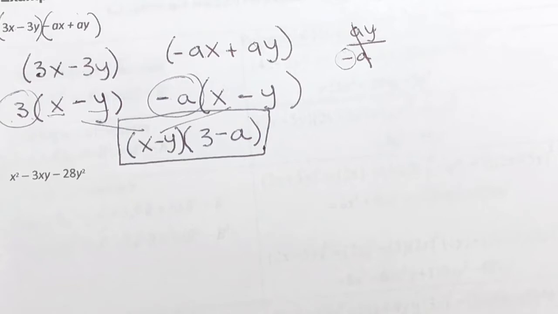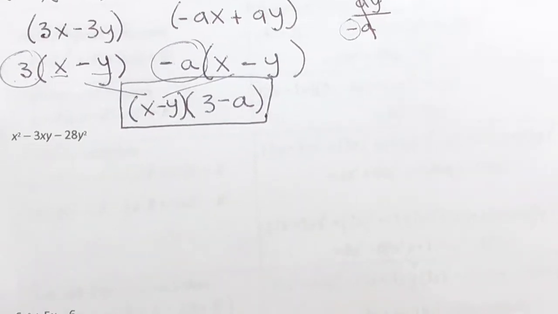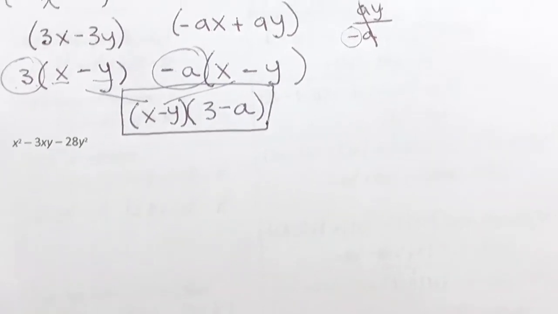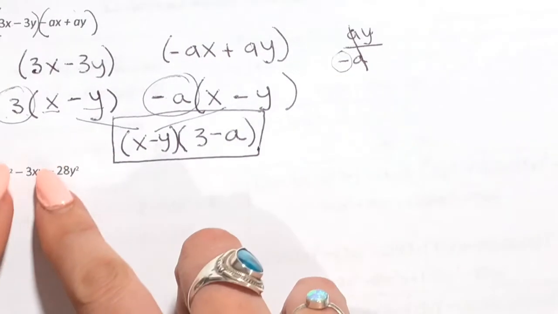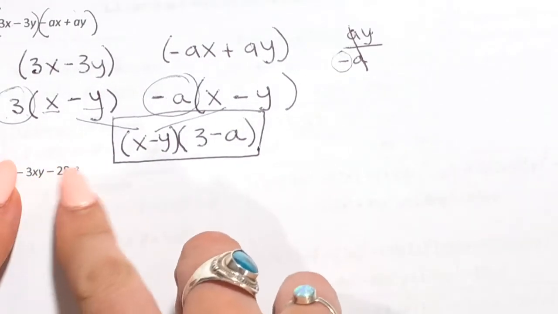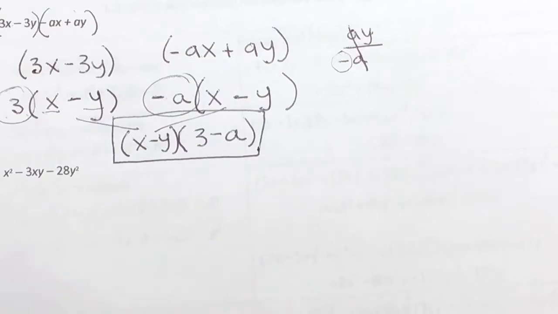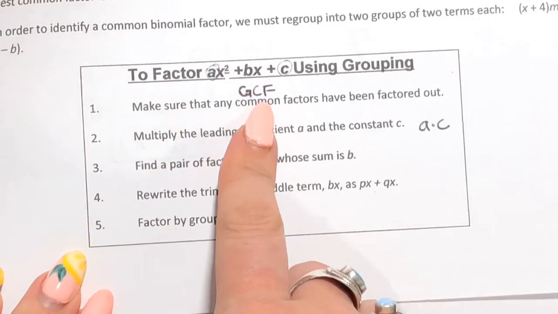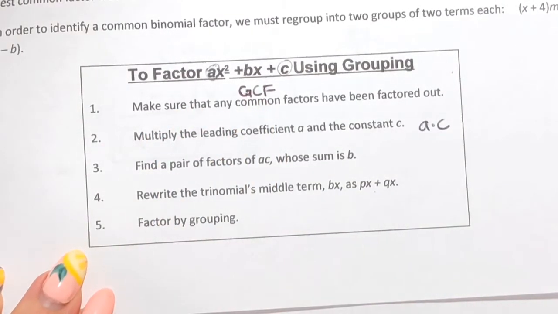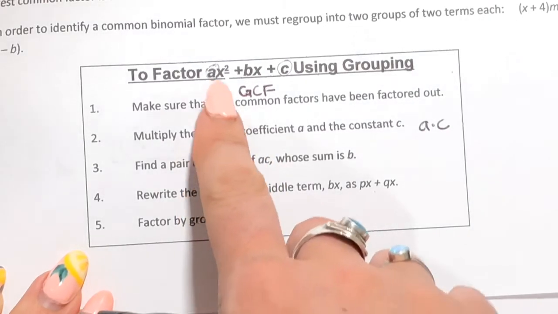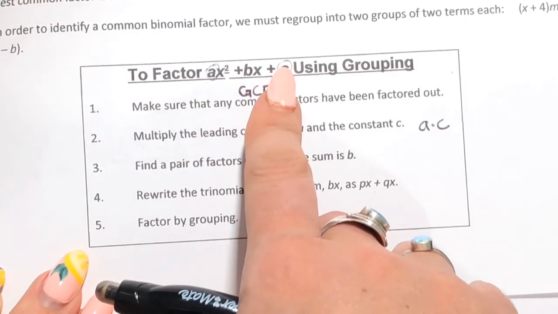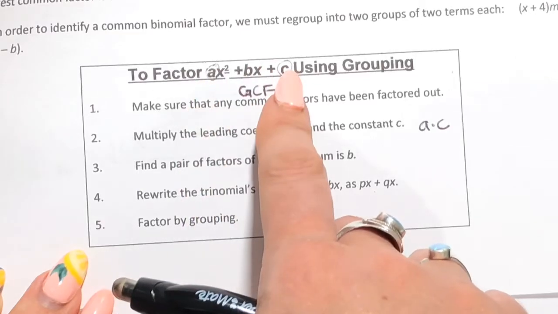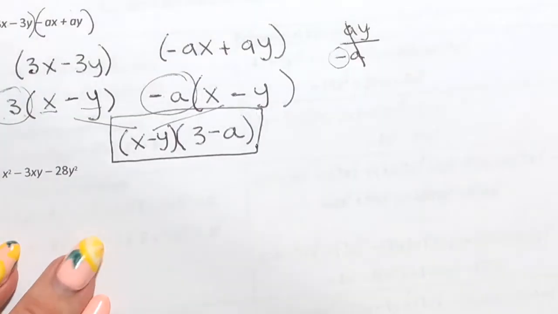So now I'm going to show you how to do it with 3 terms instead of 4. So 3 terms is a little bit trickier because how can I group 2 groups of 2 if I only have 3 numbers? That's where these steps come in right here. So when you're doing your trinomial, first you want to make sure there's no common factor, and if there is, you want to factor it out. Then you're going to multiply the leading coefficient times the last number, so a times c. So let's just get up to that point for now.